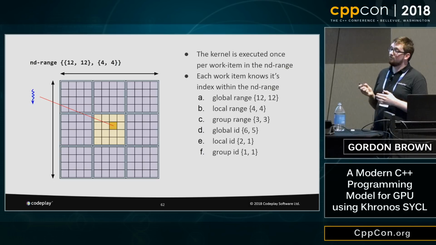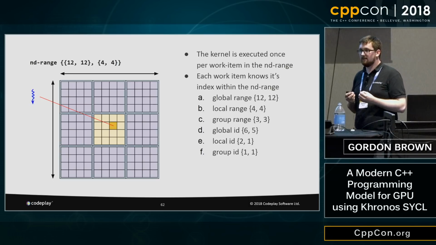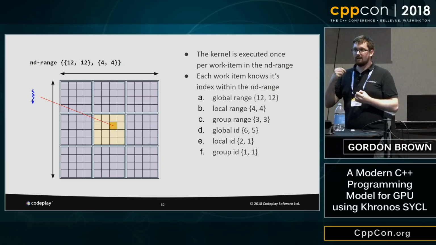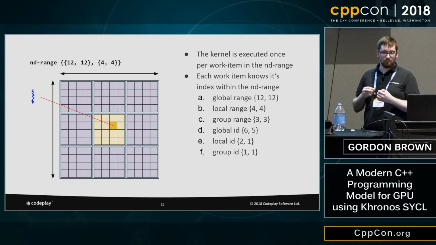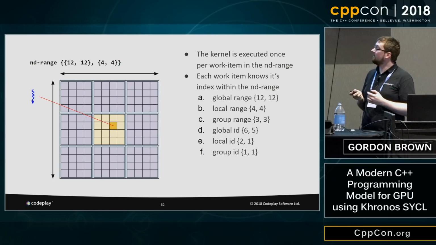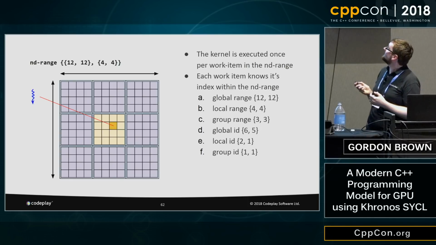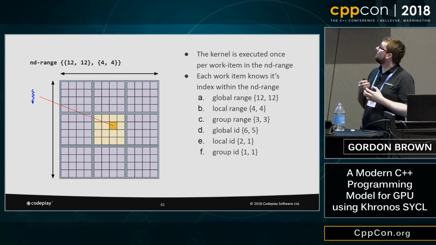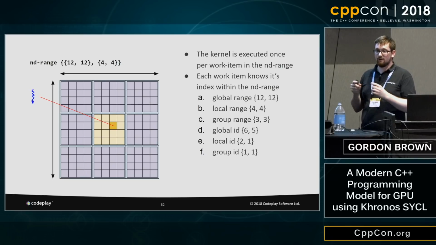And then you have your global ID. The global ID specifies the current index into your global range. So here this would be 6 by 5. And then local ID is the current index into your local range, which in this case would be 2 by 1. So it's within this yellow box here. And the group ID would be your current index into the group. So this would be 1 by 1.